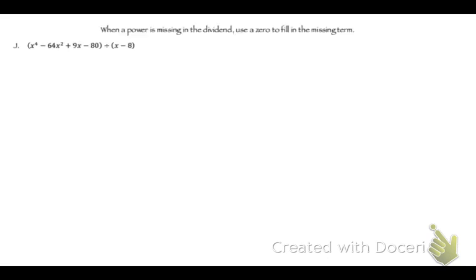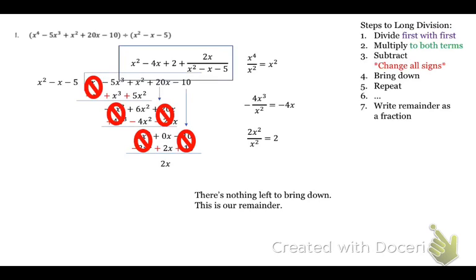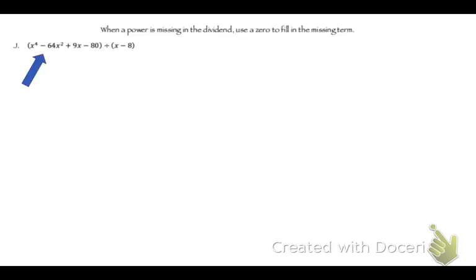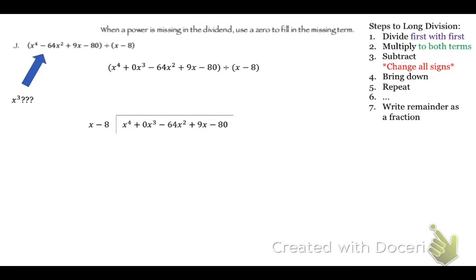Okay? Let's do this one. So this one we're missing a term. So we have x to the fourth. We don't have an x cubed, but then we have x squared, x, and then a constant. So we have to put in a 0 for where that x cubed was. And then we just do everything the same.